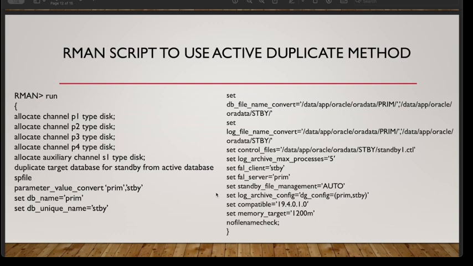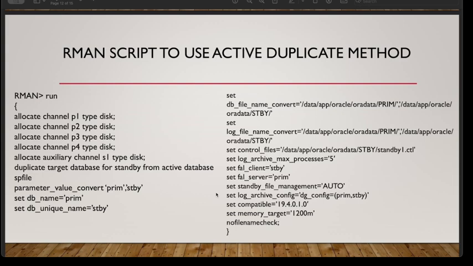Active duplicate means the primary database is running and available for users to work, and it is also duplicating to the standby. In RMAN, I will not teach RMAN completely here, I will just show you the commands. In the RMAN script, first we need to allocate some channels to make our work faster.